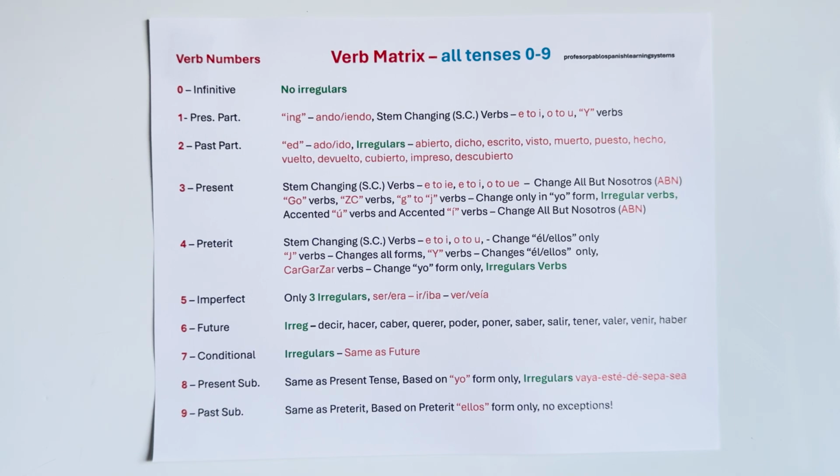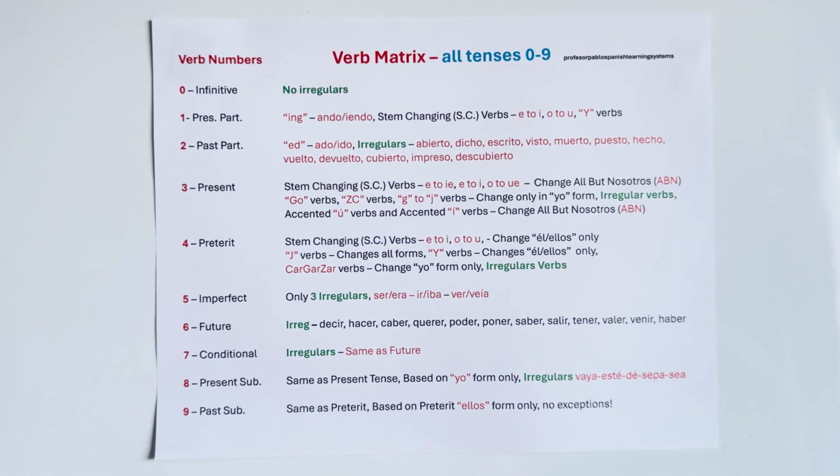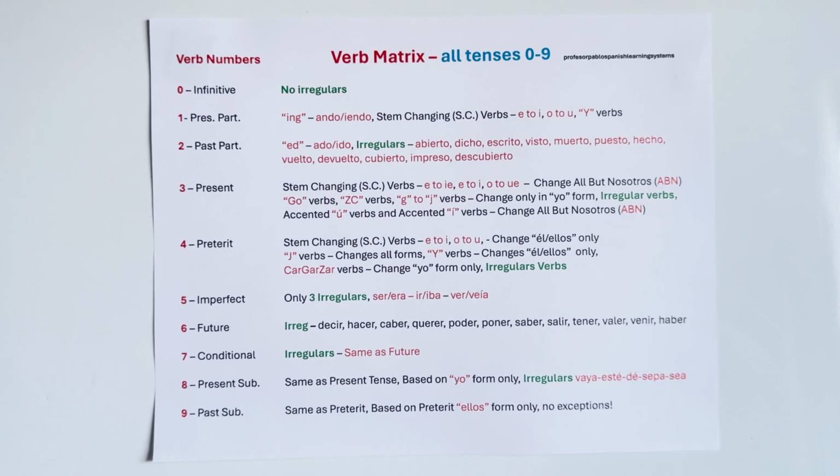How about the Y verbs? Well, they change only in él, ellos. Our most common Y verb is leer. He read, leyó, L-E-Y-O, accent on the O to avoid those 3 vowels together. They read, leyeron, L-E-Y-E-R-O-N. And again, the Y verbs only change in the él and ellos. Another example, he built, construyó, accent on the O. They built, construyeron, both with a Y.